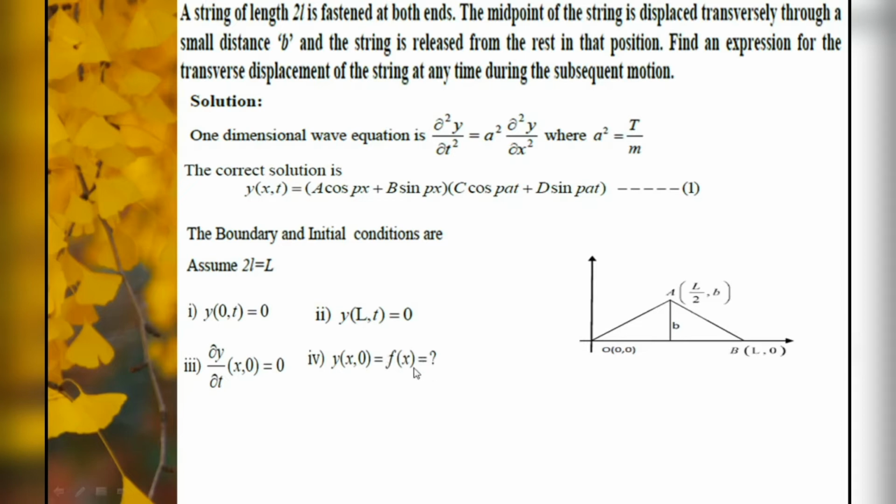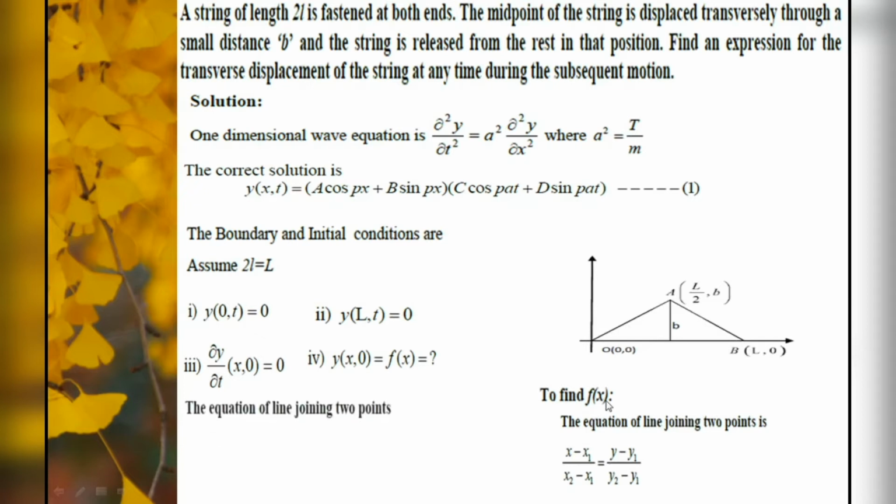So this f of x is nothing but the equation of the lines joining the points OA and AB. So for that we must know the equation of the line joining the two points x1 y1 and x2 y2. You know that (x minus x1) divided by (x2 minus x1) equal to (y minus y1) divided by (y2 minus y1). Now our f of x comprises two terms, the equation of OA and the equation of AB.